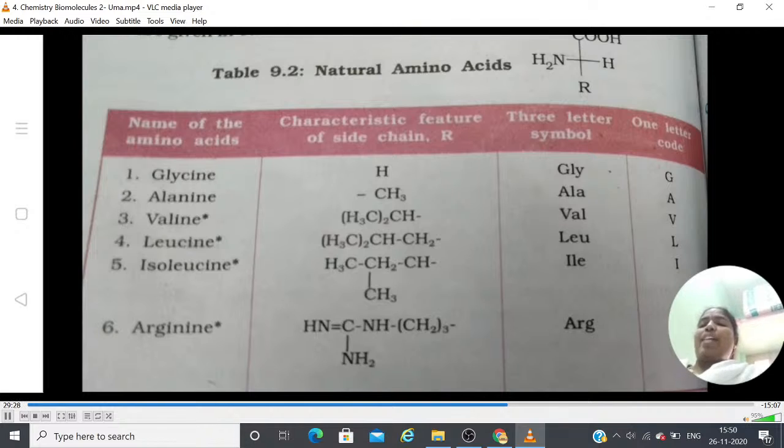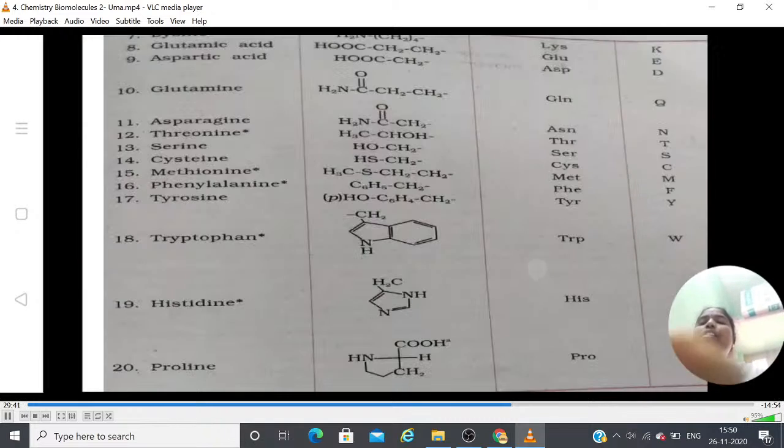Next amino acid, arginine. Arginine has a side chain structure like this, and the 3-letter symbol is ARG, and the code letter is R. Okay, next amino acid, lysine. It is also a very important or essential amino acid. So it is marked by the star letter.